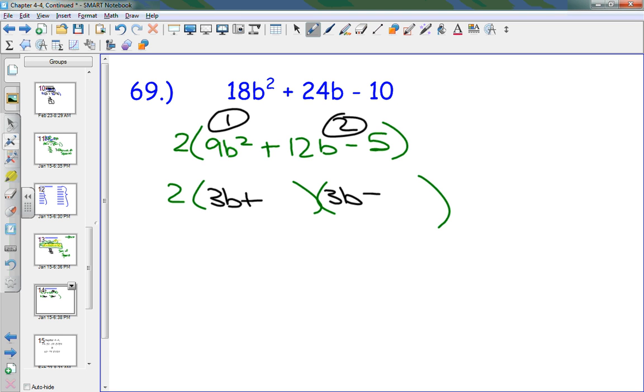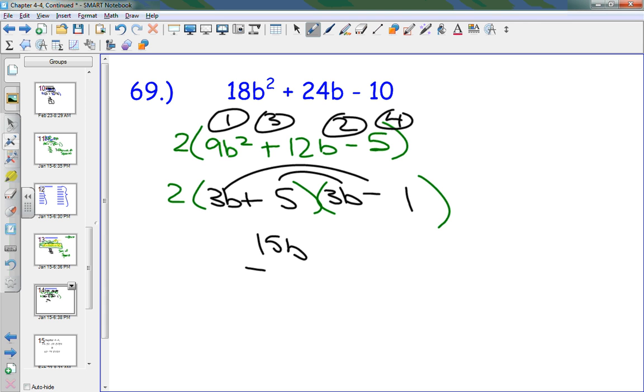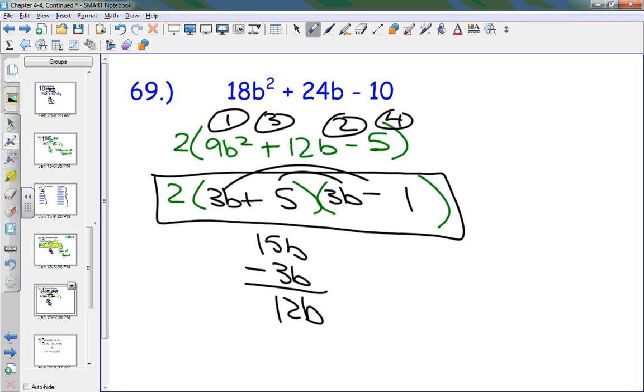Okay. Now, back to the factors of 5. 1 and 5. Now let's think about this. Does it matter where I place the 5 right now? No, because the numbers are both 3, aren't they? Since the numbers are both 3, it does not matter whatsoever where I put it except for the signs. Do we understand that? So if I put my 5 in the first spot, I'm going to get 15b over here, minus 3b to give me a 12b. I know I'm done.